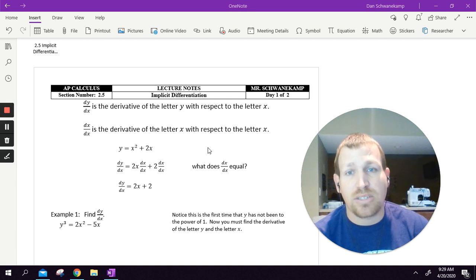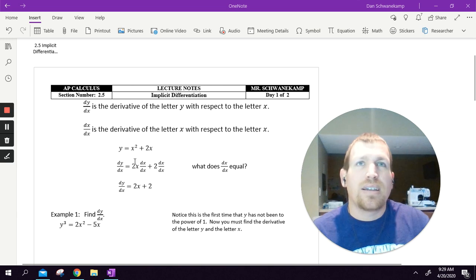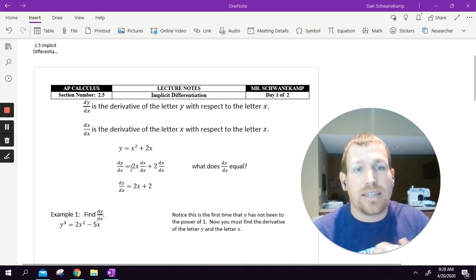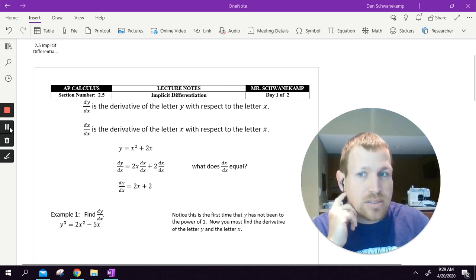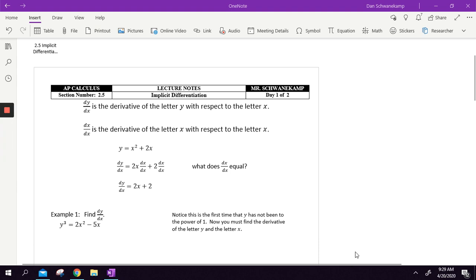If you have questions, ask me as always. Implicit differentiation might be a little bit longer lesson. The concept's easy. It's just a matter of practicing it more than anything else. So let's get to that. All right, so let me get going here.